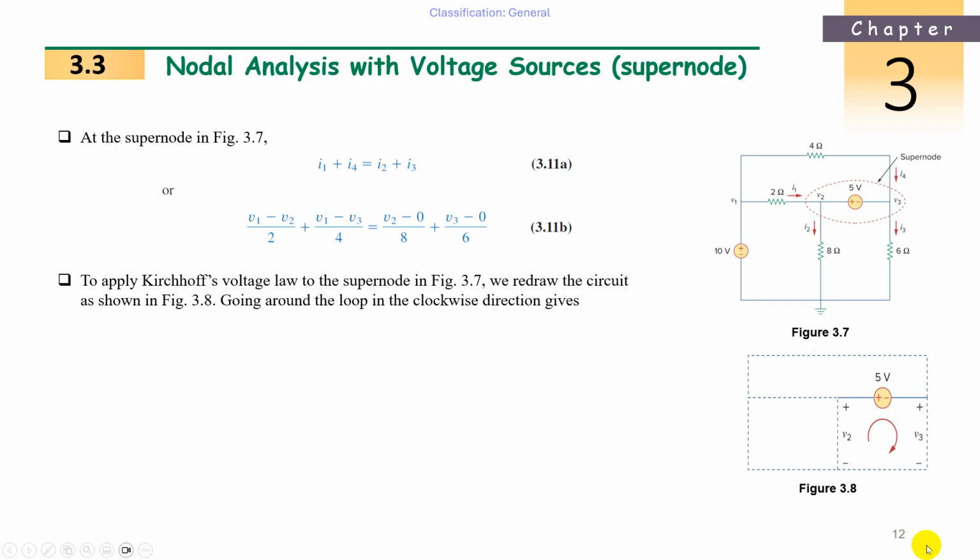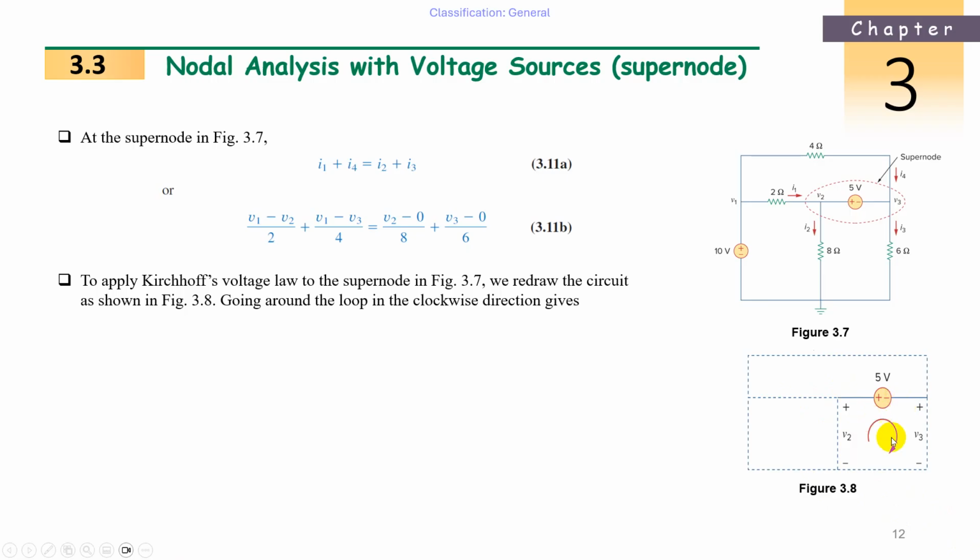What is KVL, Kirchhoff's voltage law? The sum of all the voltages in that loop is 0. Algebraic sum, maybe minus or plus. So how does the minus or plus come? If the current is leaving from the plus terminal, it should be taken as minus.